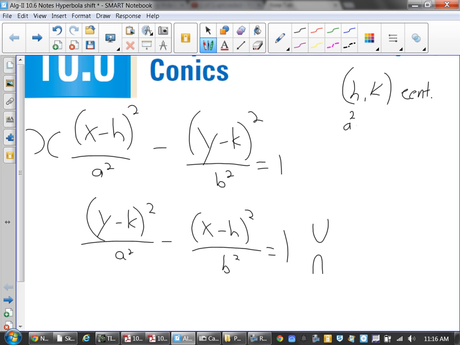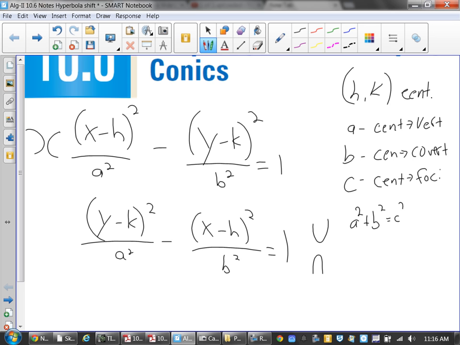A is your distance from center to vertex. B is your distance from center to co-vertex, just like it was before. C is still the distance from center to the foci. And then the other thing with the hyperbolas is that a squared plus b squared gives you c squared. And that's how you set up the hyperbola stuff, all right?